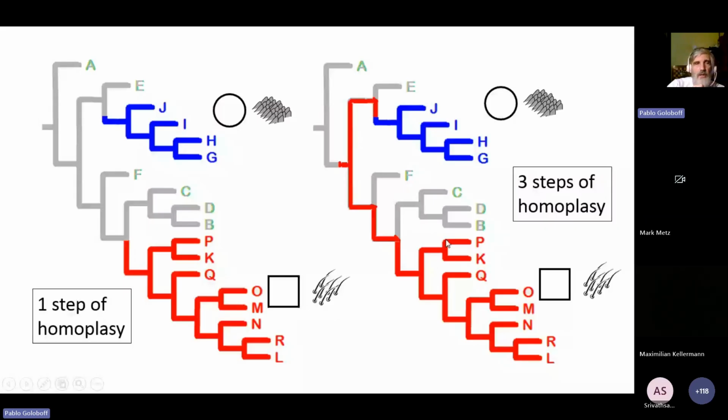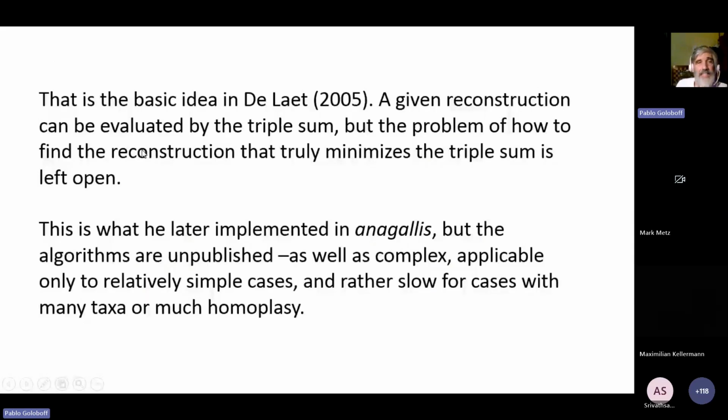So this reconstruction on the left is clearly preferable to the one on the right when you have independent originations of tails that are very different. Okay, sorry, that's the mark there. Those are the 3 steps of homoplasy marked on the right, and the single case of homoplasy in here. So this is the basic idea in De Laet 2005.